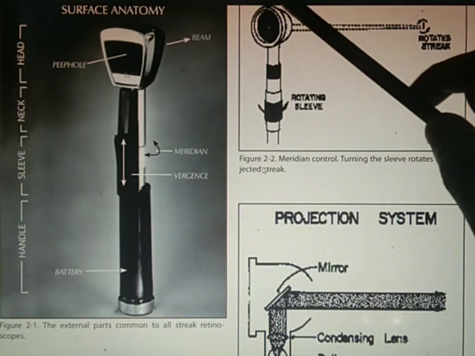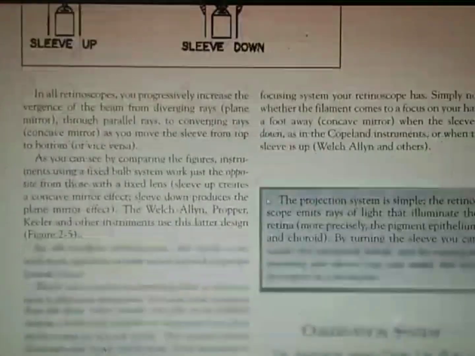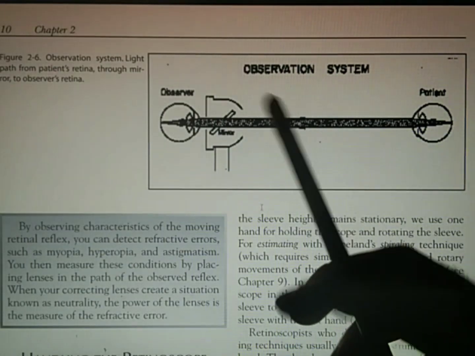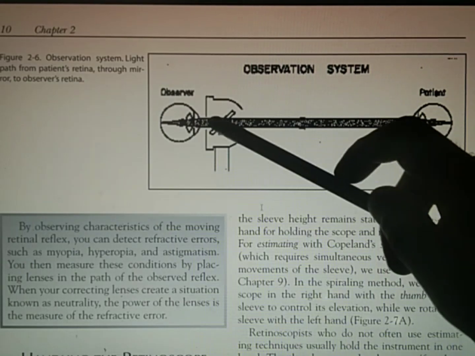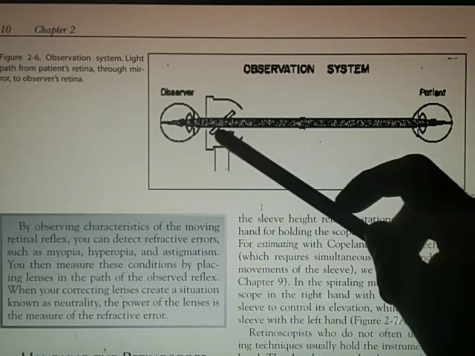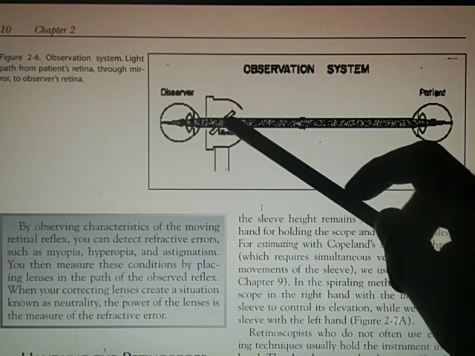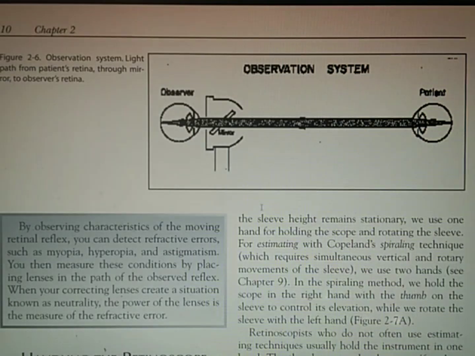Okay, so from here the light beam goes onto the patient's eye, and what happens is light rays will go from the light source to the condensing lens, then to the mirror, and from the mirror it will move out and go into the patient's eye, and from there it will reflect back, and there will be an aperture in the mirror. From there the light will go from the peephole to the examiner's eye. Okay, so this is about the observation system. So these are the two systems of retinoscopy: projection system and observation system.